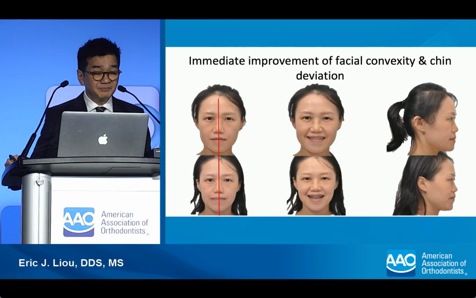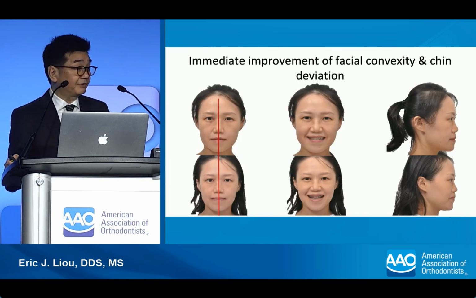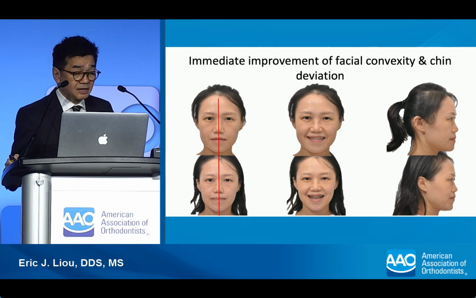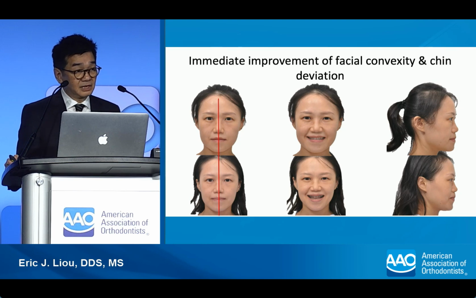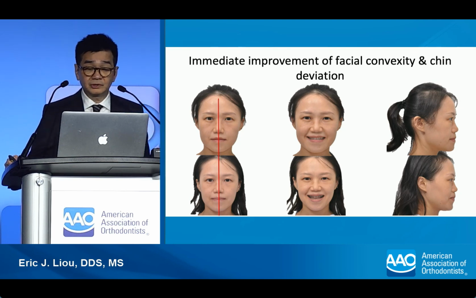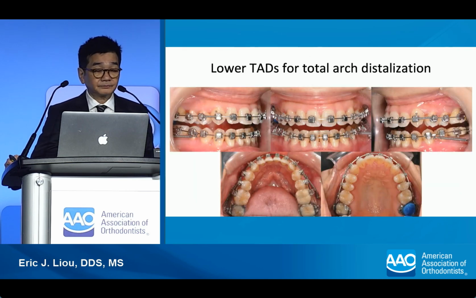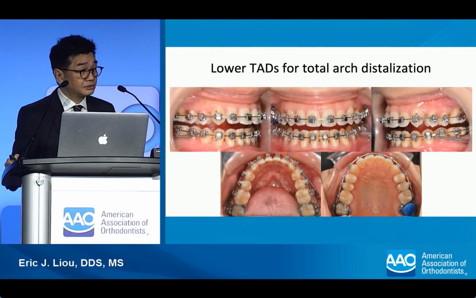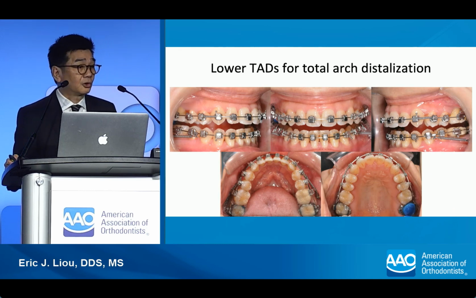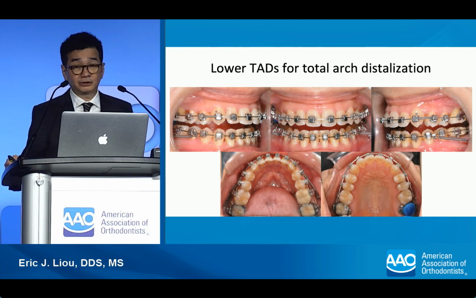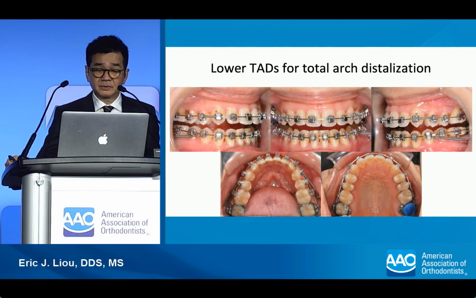Immediately after that, you can see the increase of the upper incisor display and also the increase of the facial convexity. And interestingly, you can see the chin deviation was also improved. In the lower dental arch, I use two TADs in the lower so that I can do lower total arch distalization in order to improve the overjet.